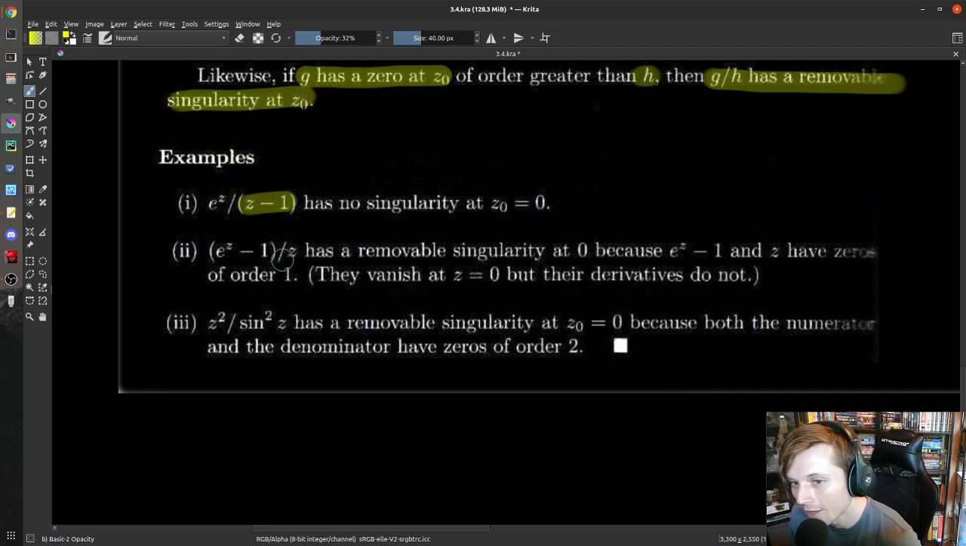If you want to see a non-trivial example, something like e to the z minus 1 over z, this has a removable singularity at 0 because e to the z minus 1 and z have zeros of order 1. They both equal 0 when you plug in 0, but their derivatives don't. That's what it means to have a zero of order 1.